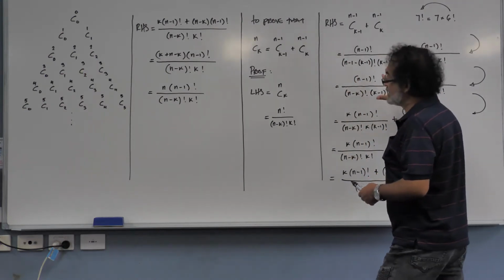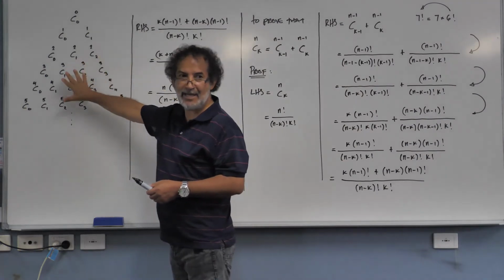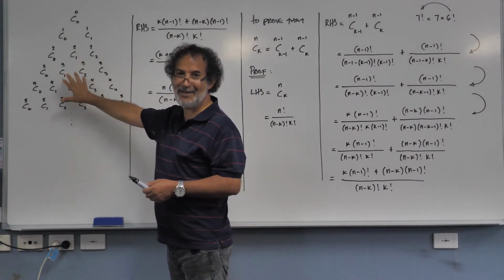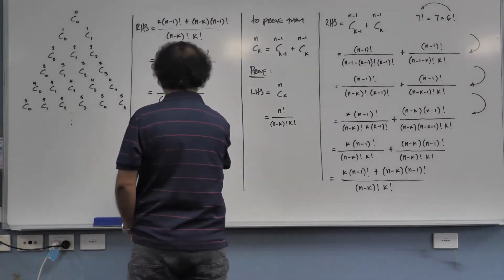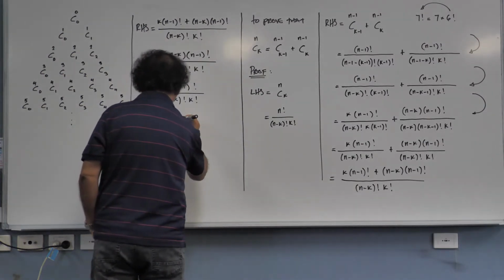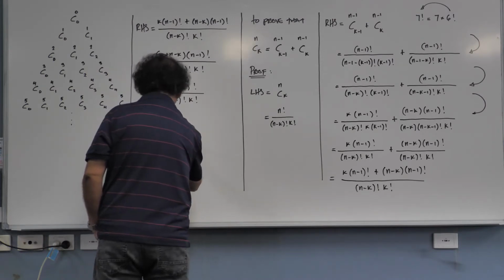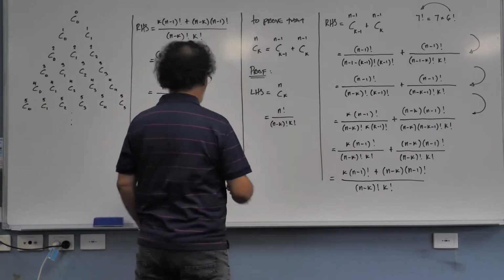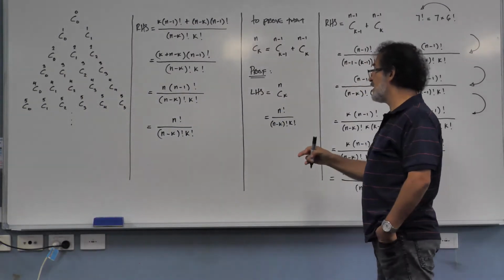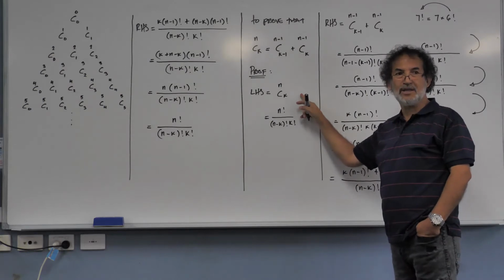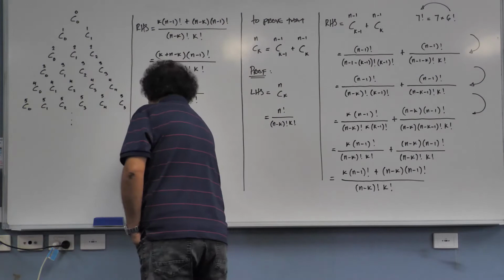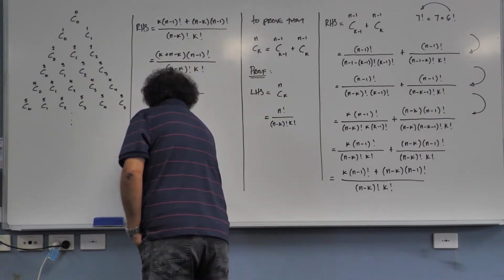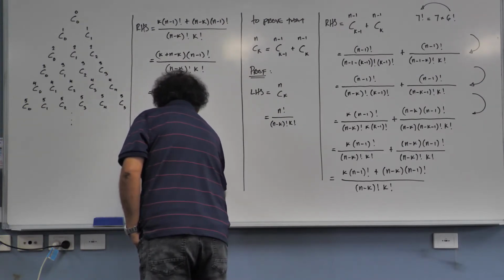And all this is coming from here. It's coming from here and here. And then this is n factorial over n minus k factorial. And then you very confidently can say that the right-hand side is equal to the left-hand side. Can you see that? So we're going to say, therefore, finally, we can say that the left-hand side is equal to the right-hand side.